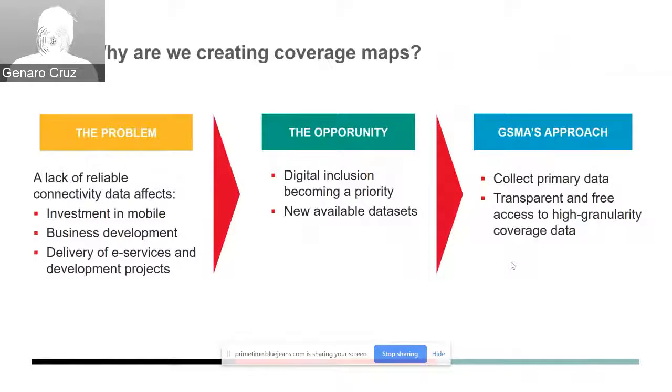So our approach at the GSMA was to collect primary data from our members. As you know, the GSMA is a neutral entity towards our members, so we were in a good position to collect primary data from our members and be able to give back an extensive coverage footprint for all of our members. And at the same time, what we wanted is to provide this data in a transparent and free way for everyone, so that we could solve the problem not only for our members, but also for other actors in the mobile ecosystem, as we discussed before. So this is why we decided to create the maps.